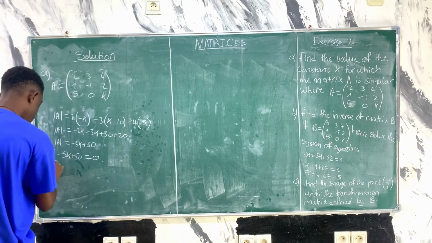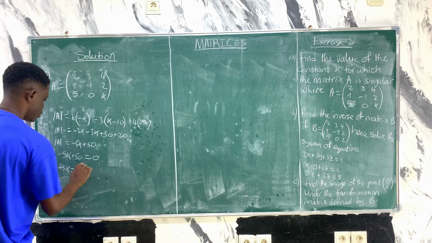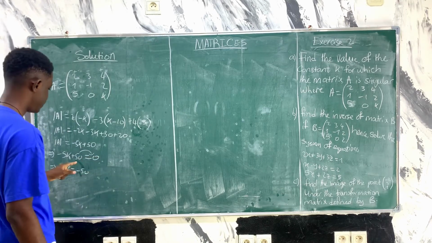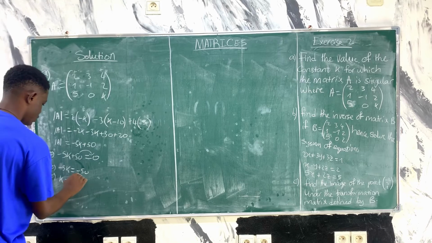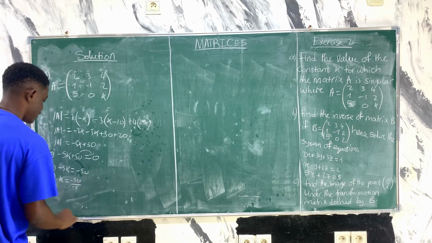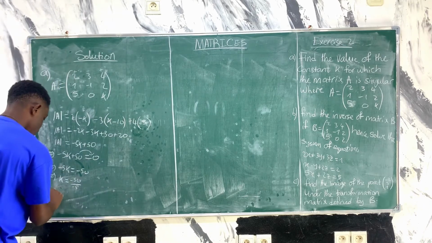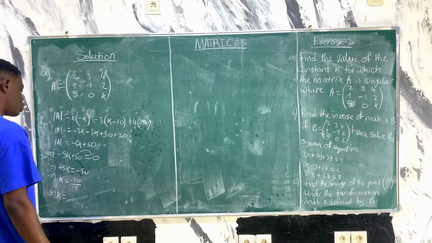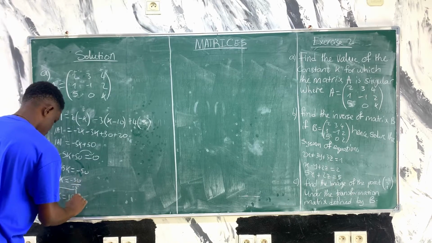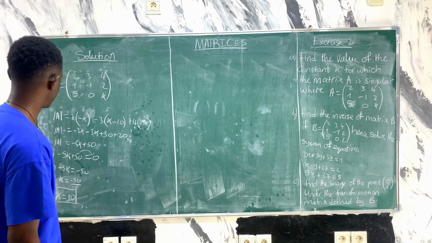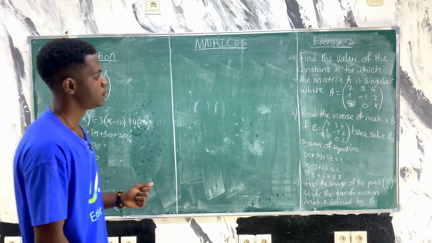So I have to find k. This implies minus 5k is equal to minus 50. When this 50 crosses, it becomes negative. Because you divide all through by minus 5, you have minus 50 divided by minus 5, which implies k is equal to 10. So this was quite easy. I think we had the value of k as 10. Then we can go to the B part.